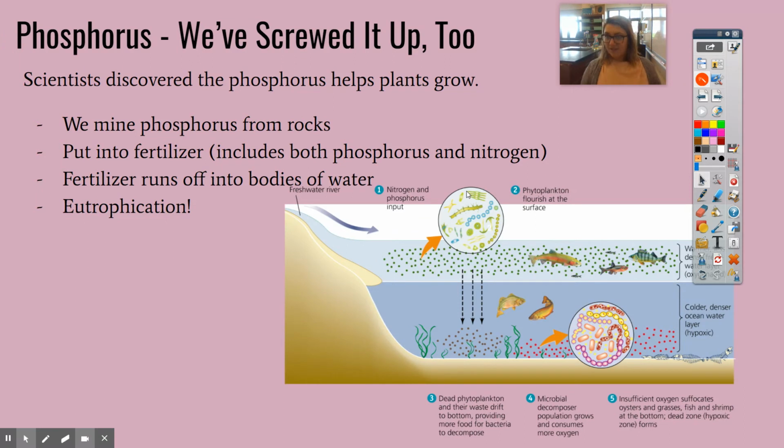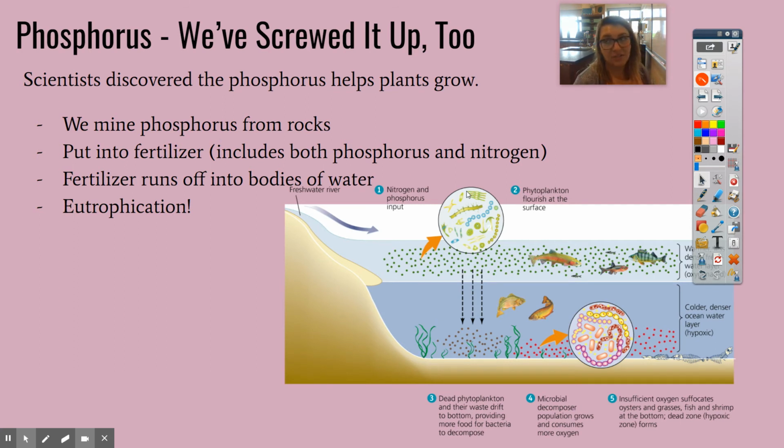All right, so back to the phosphorus cycle. Like I said earlier, phosphorus is the only chemical that's not in the atmosphere. So we have to mine phosphorus from rocks.